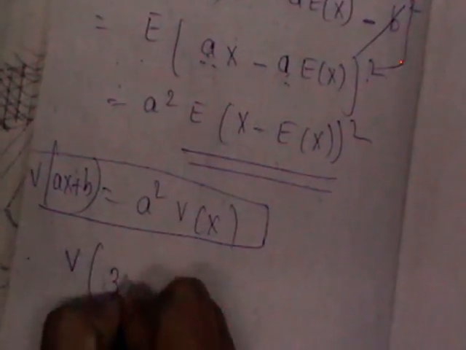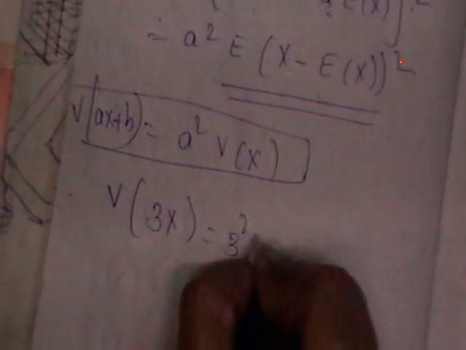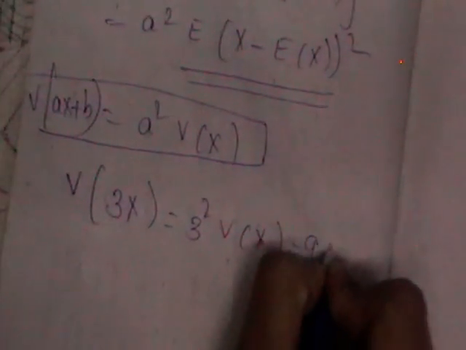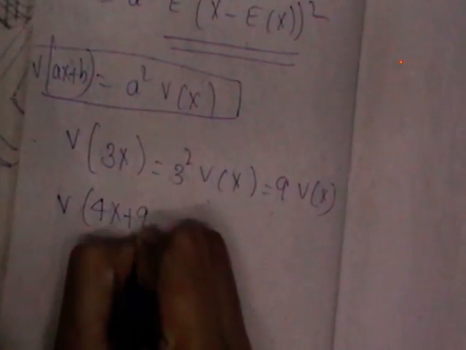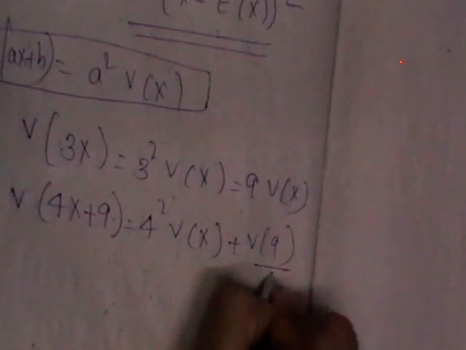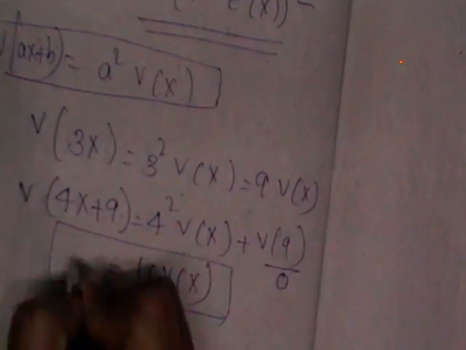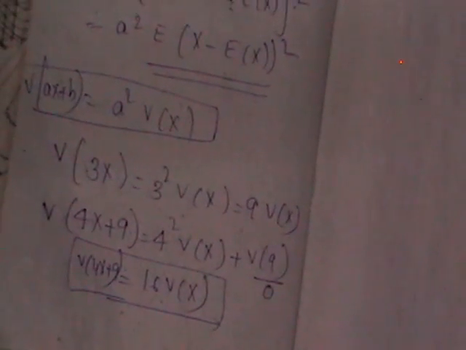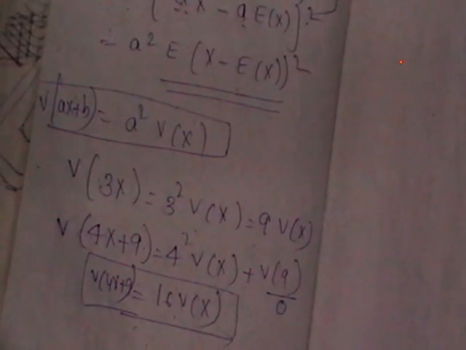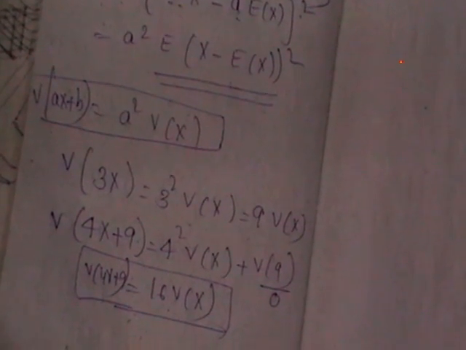From these results, what will be the variance of 3x? 3² times variance of x, which is 9 variance of x. What will be the variance of 4x + 9? It is in this second form: 4² times variance of x. As the variance of a constant is 0, that term will be 0, so 16 variance of x. So we observe that whenever a constant is taken out of the variance, it will be squared. Variance of a constant is 0. Expectation of a constant is the constant. Whenever a constant is taken out of the expectation, it remains the same. Okay, thank you.